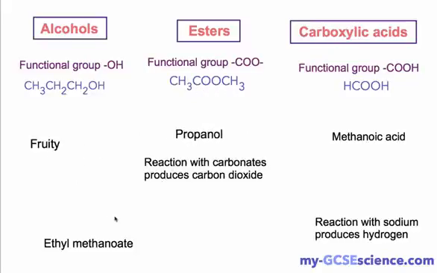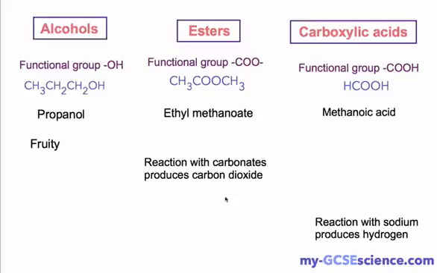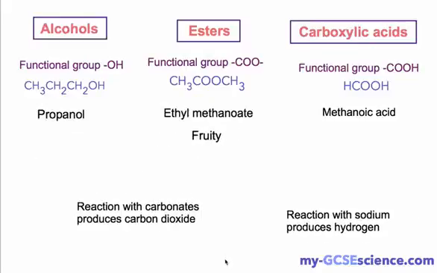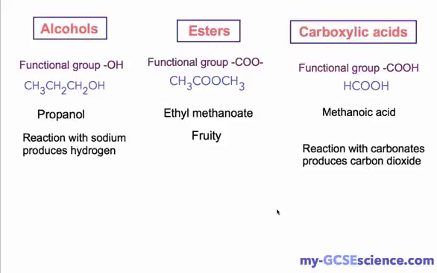Next one, I suppose an example of each one might be good. So you may remember propanol as an example of an alcohol, ethyl methanoate is an ester, and methanoic acid, we've got acid in the name there, so that's a bit of a clue, is a carboxylic acid. And the next one, fruity, you may remember that as the esters, and the last two are ones that you might struggle a little bit to remember. It's actually just memory work from the videos that we've done. The one that reacts with sodium to produce hydrogen was our alcohol, and reaction with carbonates to produce carbon dioxide was our carboxylic acid.